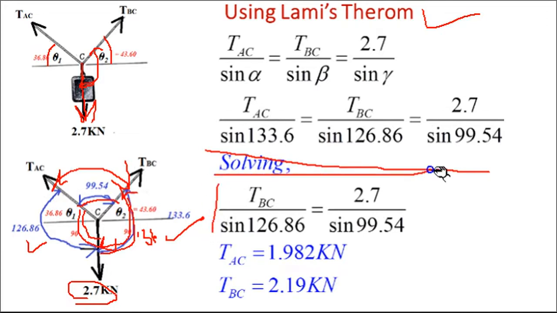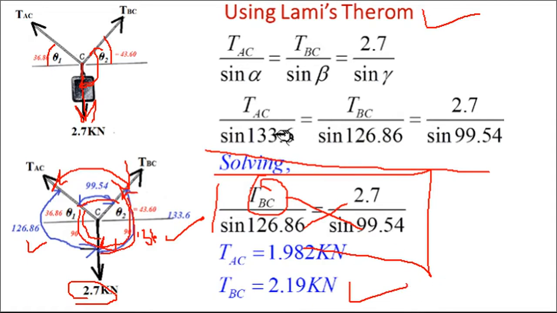Solve any two equations at a time. So I have taken TBC and 2.7 first, made cross multiplication and found TBC, because that is the only one unknown. Then take the first and second term. After knowing TAC, you will get TBC also. So in this way you have to calculate the values of TEC or TBC.